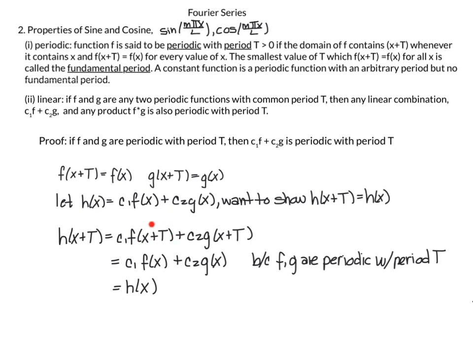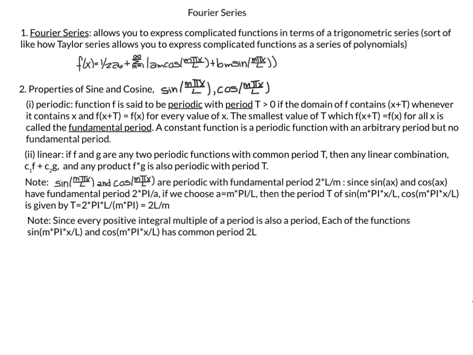Now because f is periodic, this means that f of x plus t is equal to f of x. Similarly, since g is periodic, g of x plus t is equal to g of x. And here, what I have is that this is equal to h of x. So I have h of x plus t is equal to h of x, and I have shown that any linear combination of f and g is also periodic.